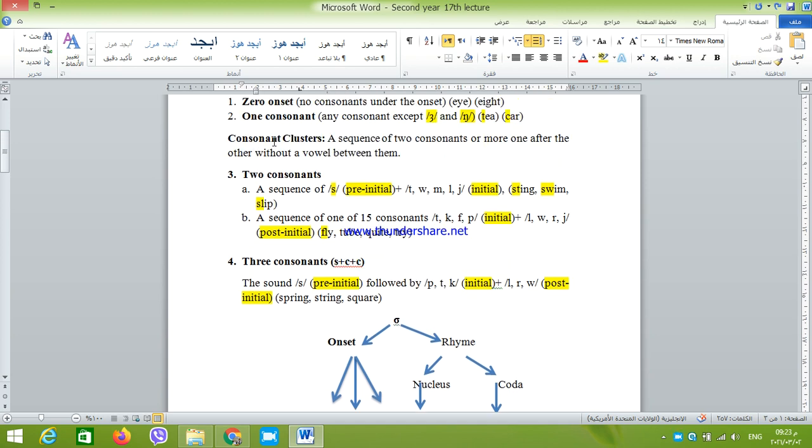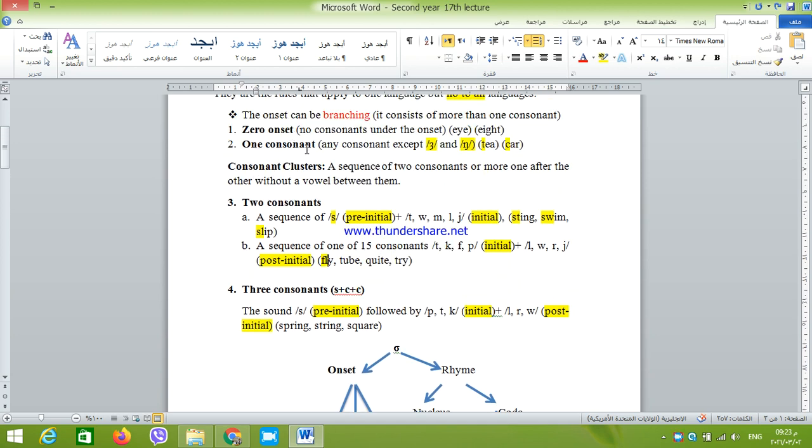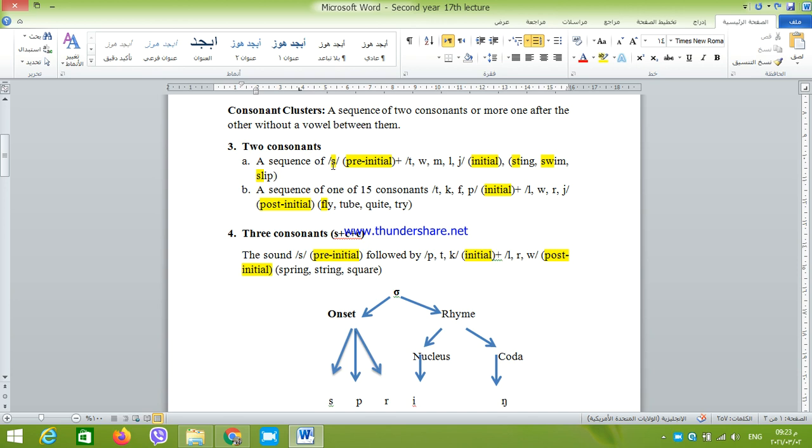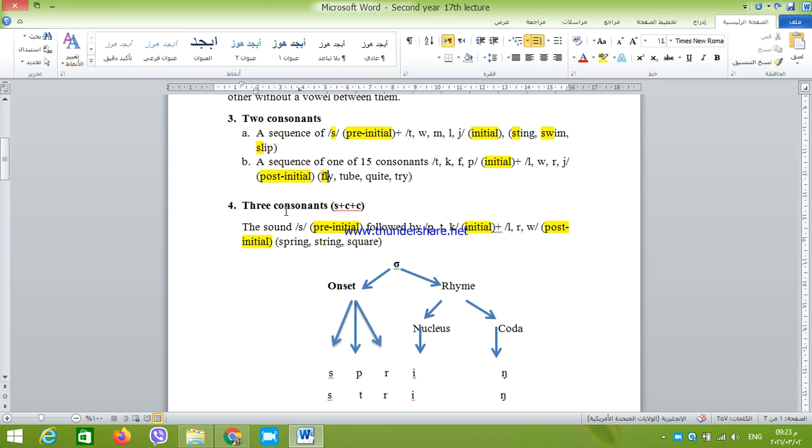Okay, so we have zero onset, we have one consonant, all of the consonants can take this position, except the h and ng. We have consonant clusters of two consonants. The first one is s, which is called pre-initial. The second one is either one of these, and it's called initial. The second type, we have no s, not necessarily. We have 15 possible consonants in this case, followed by one of these consonants. In this case, it's called initial, post-initial.